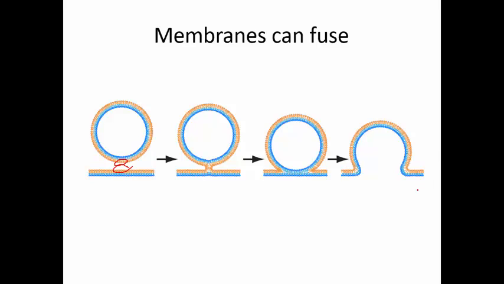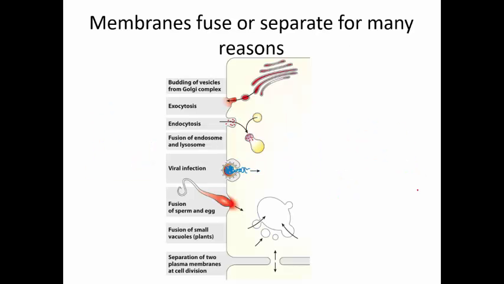So membrane fusion is important in all sorts of things. It's any sort of movement of a vesicle throughout the cell. So if you want to move something from here to there, you might have to bud off a vesicle, and then you might have to fuse it again into another membrane. So membranes are going to fuse or separate for a lot of different reasons in cells. So one is to deliver things from the inside of the cell to the outside. So you can bud vesicles off of things like the Golgi complex, and then if you fuse this vesicle with the plasma membrane, then you can release what's inside.